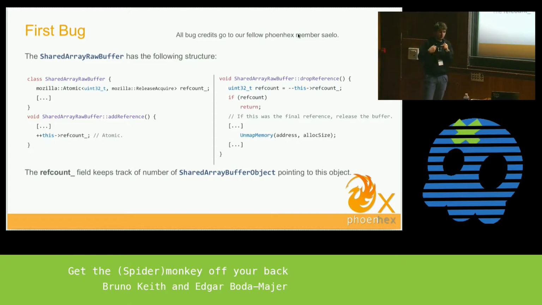That way we know when there are no more references onto the memory, and we can free the memory, which basically happens in drop reference. Whenever one of the shared array buffer objects gets freed, drop reference will get called here. It will decrement the ref count. Then if the ref count is non-zero, it will just return. But if the ref count is 0, it means there are no more references to that memory, and the memory just gets unmapped.